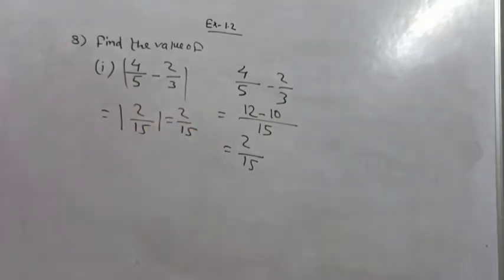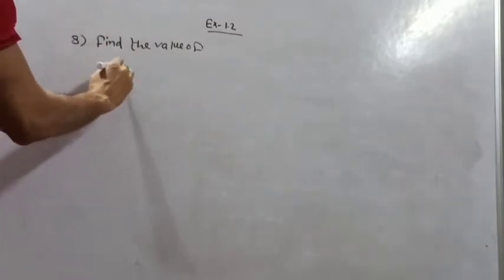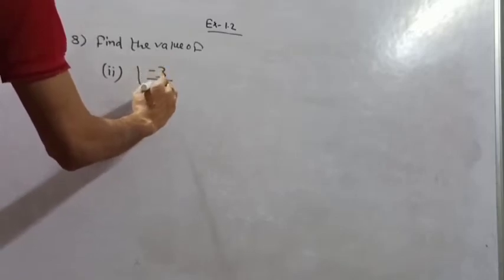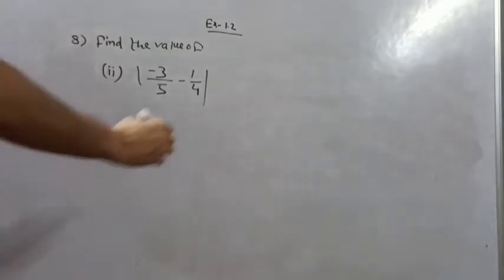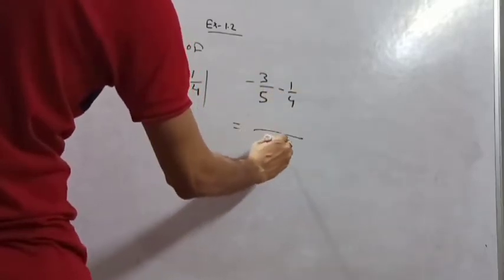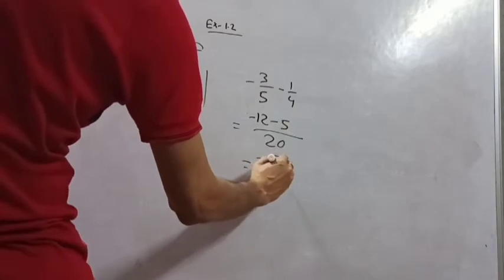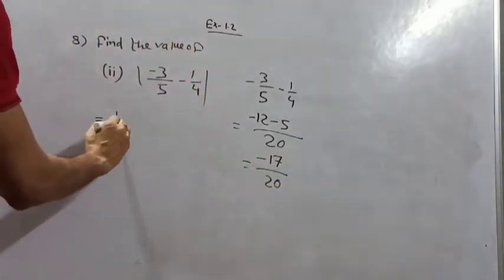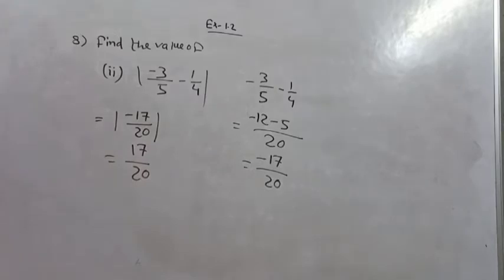Next, number 2. Minus 3 by 5 minus 1 by 4. LCM you have to take first. LCM is 20. So 4 threes are minus 12, 5 ones are 5, so minus 17 by 20. This is the actual value. The absolute value is 17 by 20.